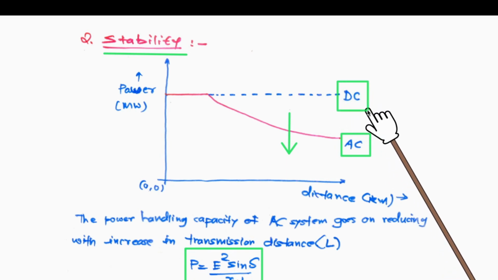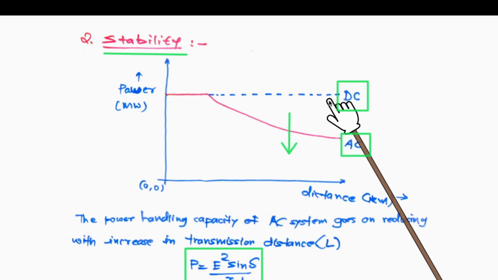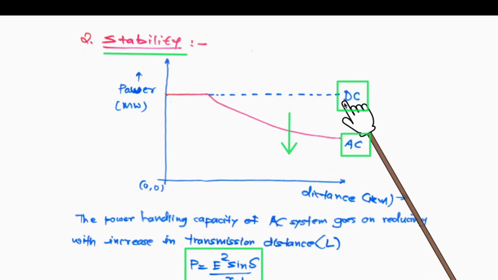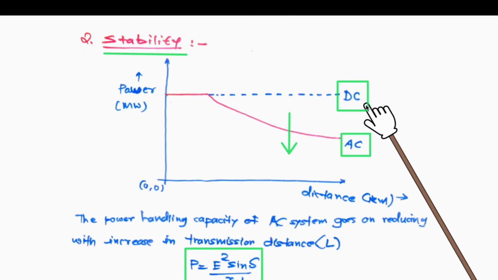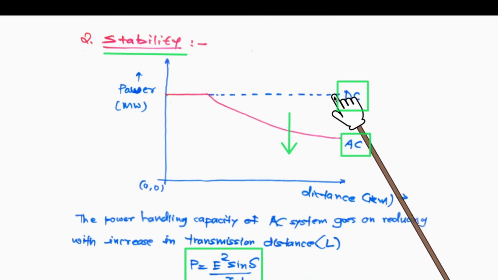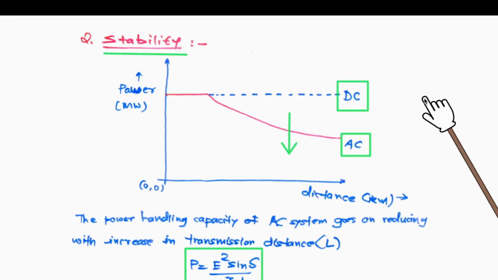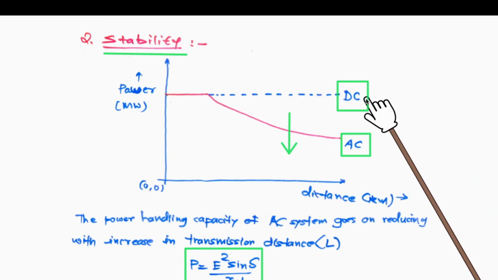So this is the DC characteristics, power handling capacity. You can observe here that as transmission distance increases, there is a negligible change in the amount of power that can be handled by the DC line. It's a flat profile. The power handling capacity is unaffected by power angle, inductance, transmission distance and so on. So this is quite remarkable.